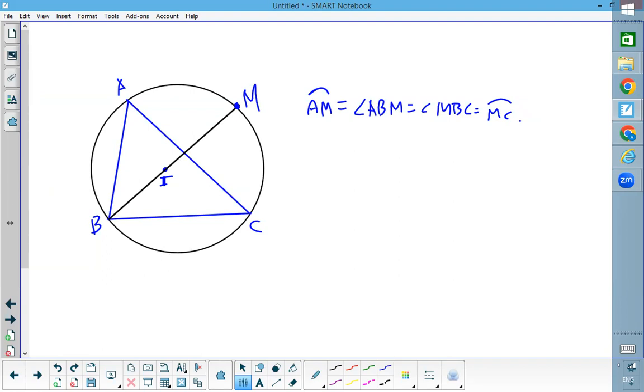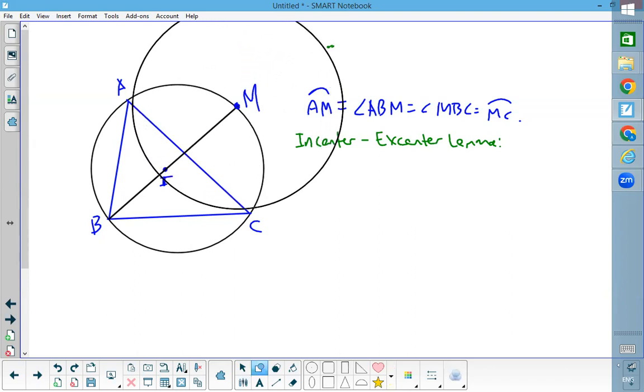But furthermore, there's something very interesting right here, which is the incenter-excenter lemma. Like it also goes to the incenter-excenter lemma, right? And that is, if you consider the excircle, what you do is you draw a circle centered at M. Draw a circle centered at M. Wait, hold on.